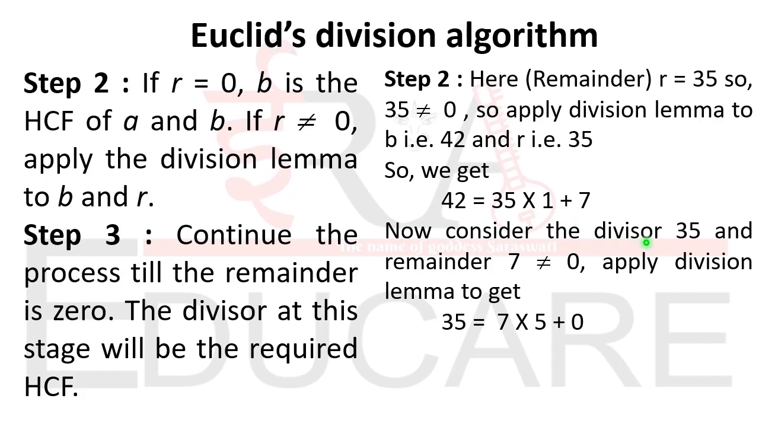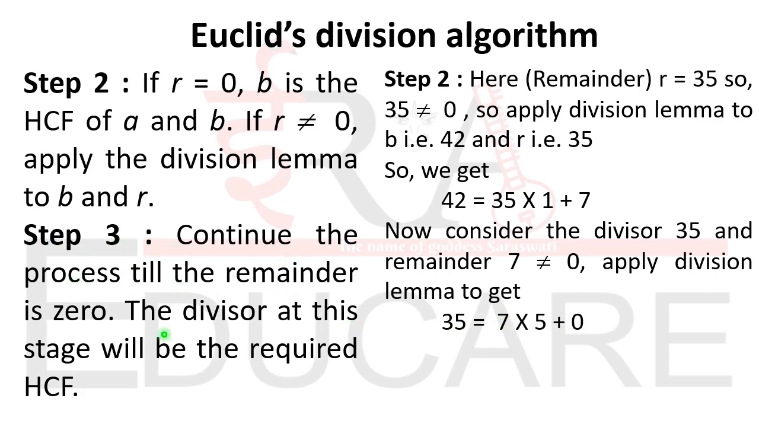Now consider the divisor 35 and remainder 7, not equal to 0. Here also the remainder is non-zero, which means 7 is not equal to 0. So apply the division lemma again. Now again your divisor becomes the dividend and your remainder becomes your divisor, right? Now 7 fives are 35, so now the remainder will be 0. So now we move to step number 3.